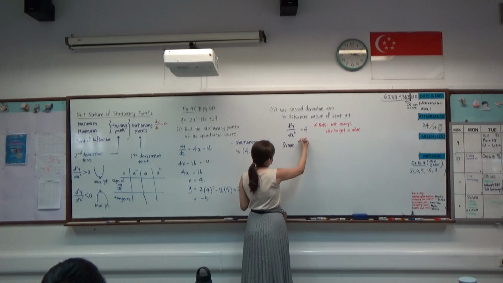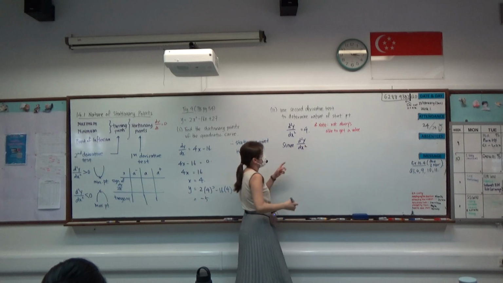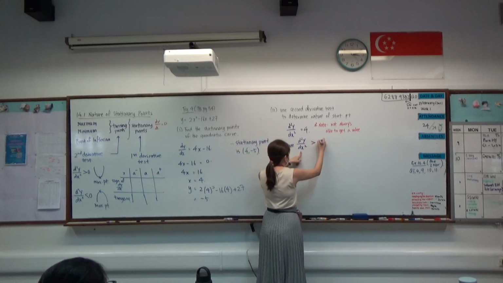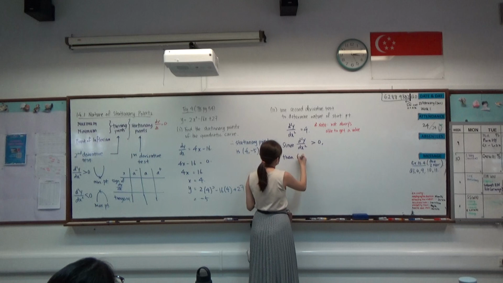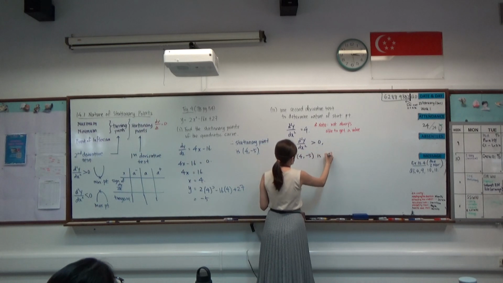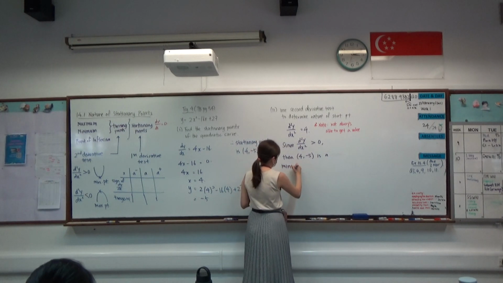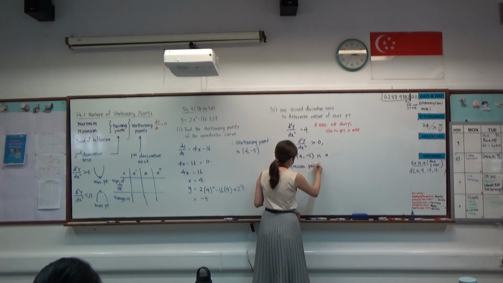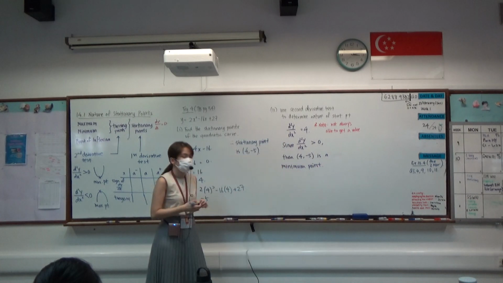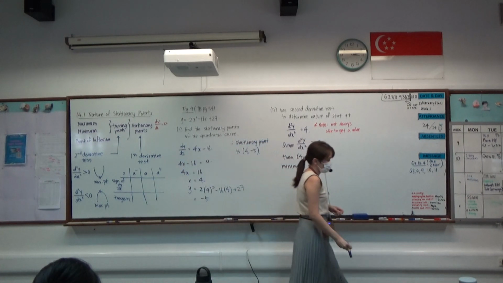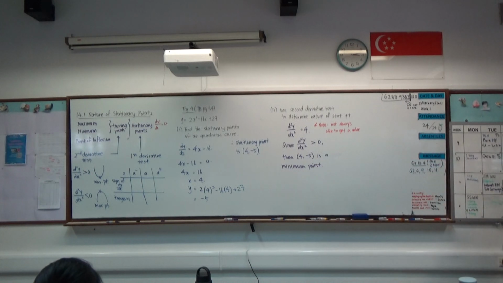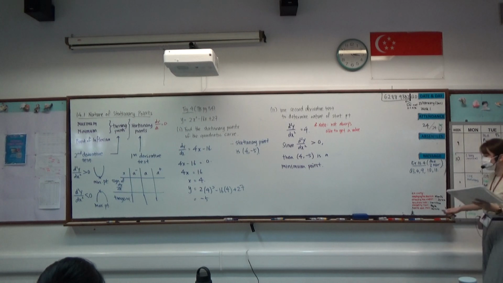So we explain by saying that since the second derivative is more than 0, then (4, negative 5) will be a minimum point. Okay?